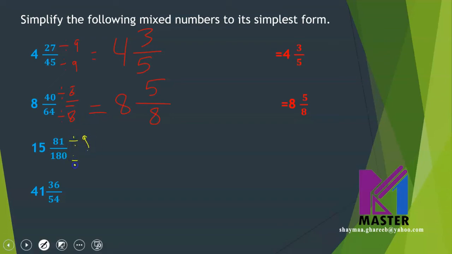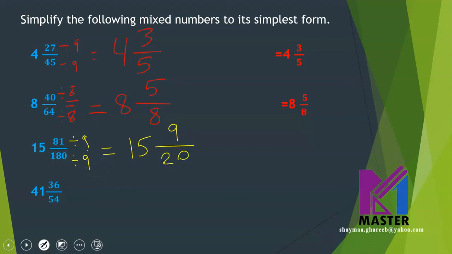Now we said we keep the whole number as it is, which is the 15. Then 81 divided by 9 equals, what do you think? It's a square number, do you remember? So it will be 9. 9 times 9 is 81. 180 divided by 9 is the same as 18 divided by 9, which is 2, so 180 divided by 9 equals 20.